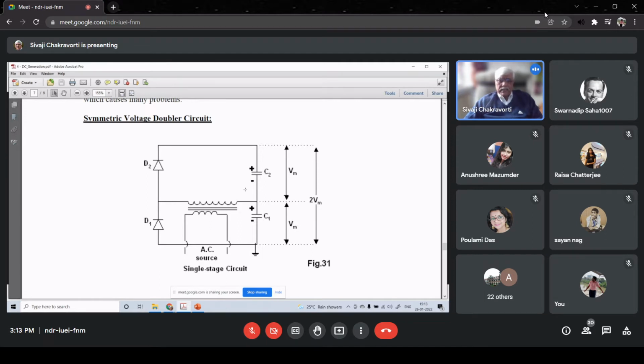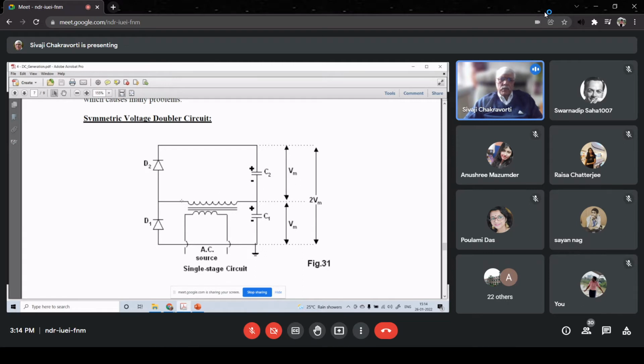So what does it mean? It means that this particular transformer you cannot use by placing it on the ground, because the secondary terminals are not earthed. This is one important point.